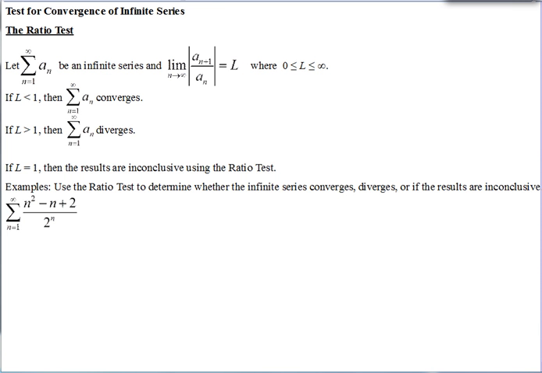To determine if it converges or diverges, you find the limit as n approaches infinity of the absolute value of a sub n plus 1 divided by a sub n, where that equals a limit between 0 and infinity.